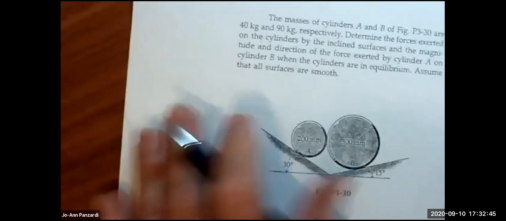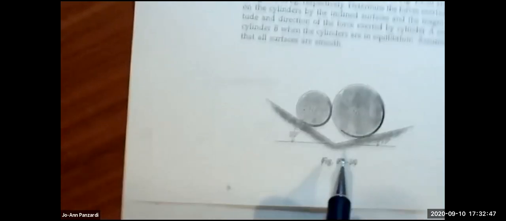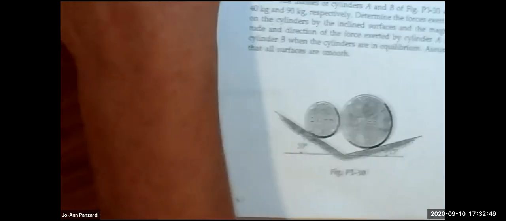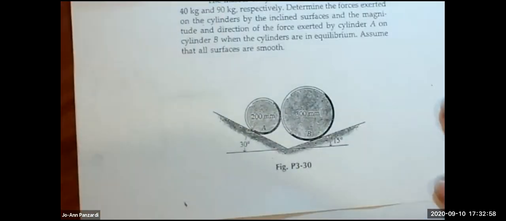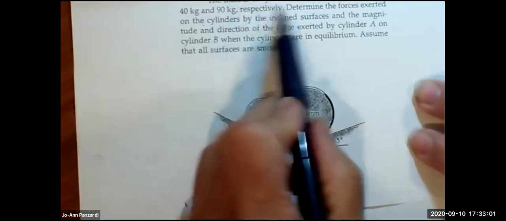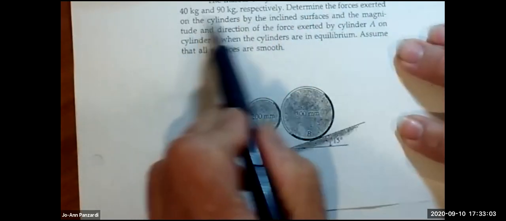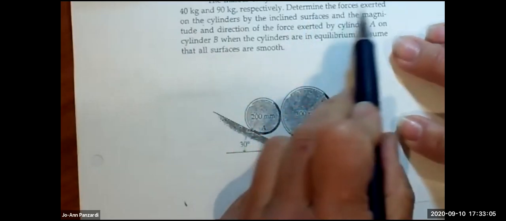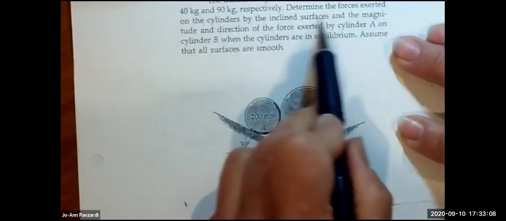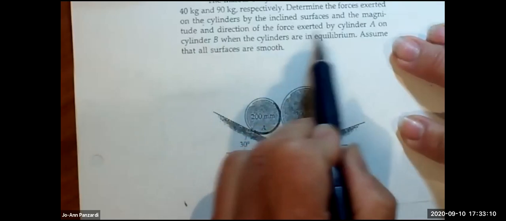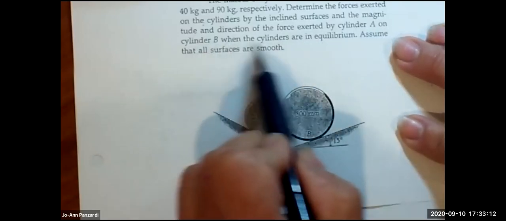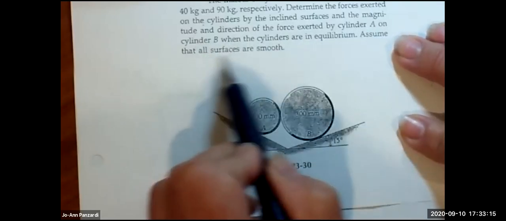Okay. Fourth problem. This is our last setup problem. Okay, let's look at the picture. I have 2 cylinders. They're on inclined planes. The masses of the cylinders are 40 kilograms and 90. Determine the forces exerted on the cylinder by the inclined surface and the magnitude and direction of the forces exerted by the cylinder A on B when the cylinders are in equilibrium. Assume all surfaces are smooth.